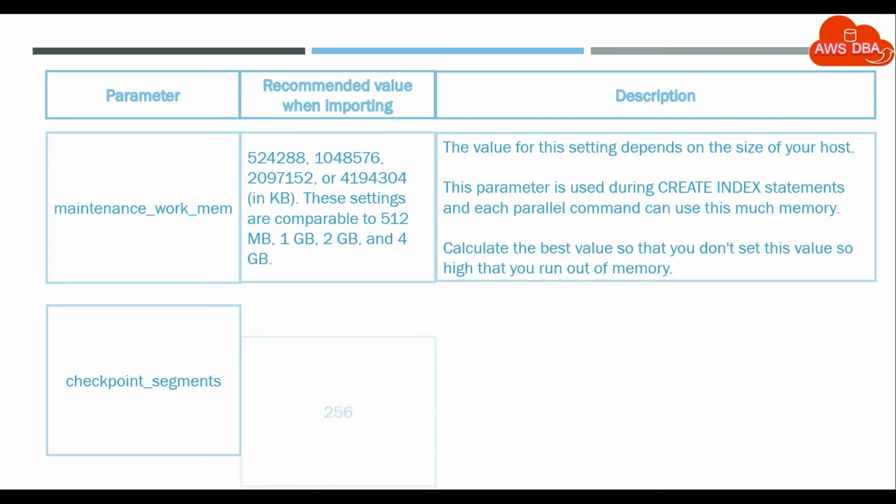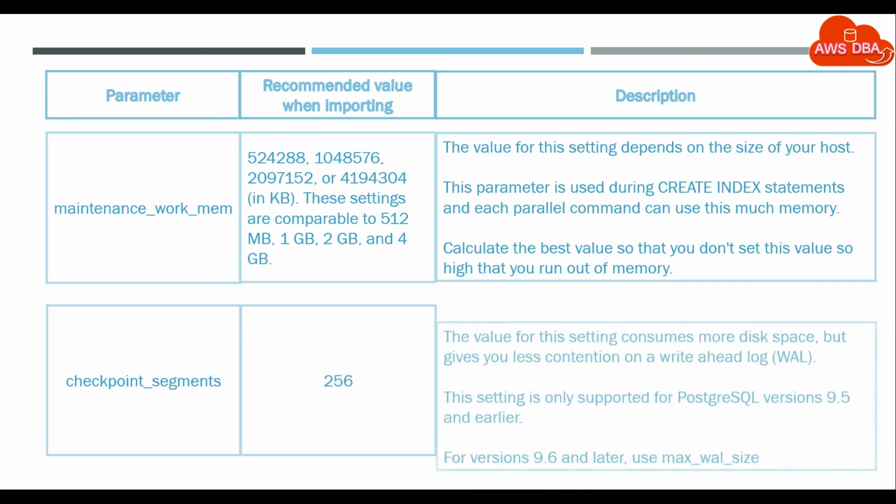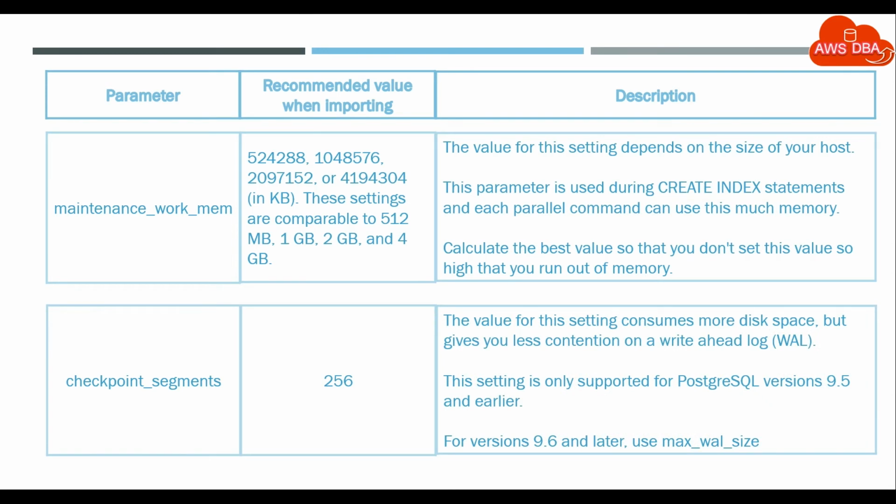checkpoint_segments: 256. The value for this setting consumes more disk space, but gives you less contention on a write-ahead log, WAL. This setting is only supported for PostgreSQL versions 9.5 and earlier. For versions 9.6 and later, use max_wal_size.